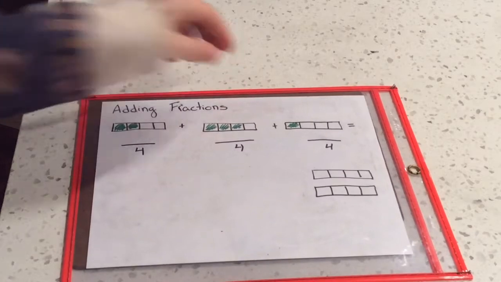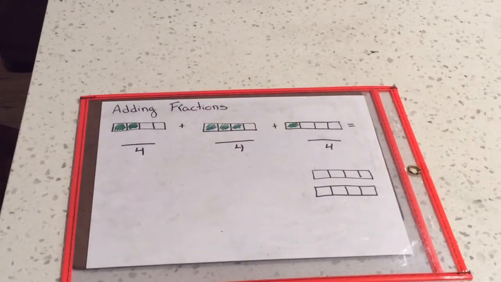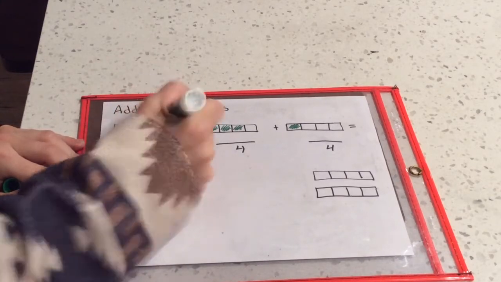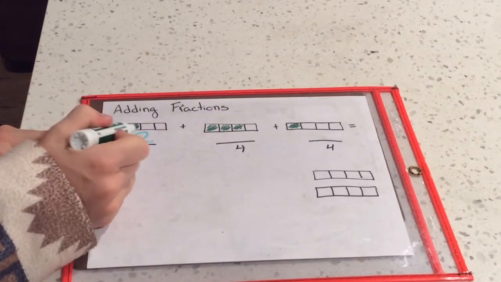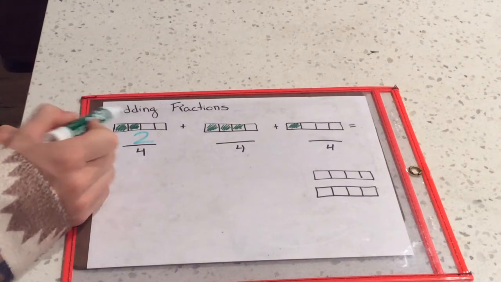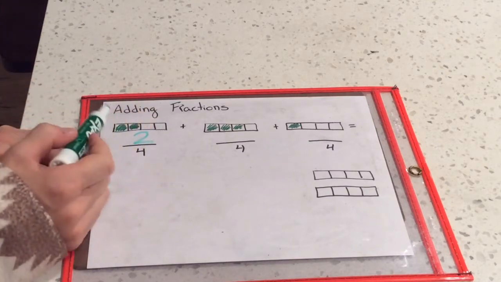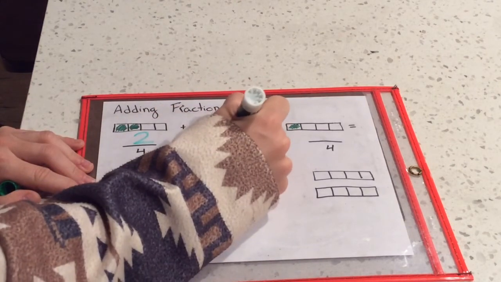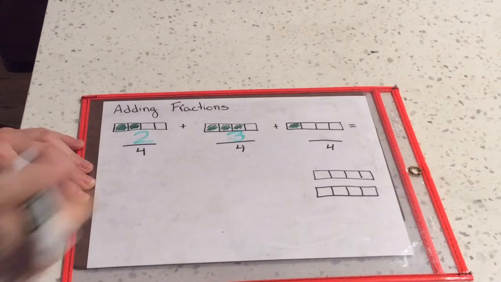Occasionally in fourth grade, we're going to be adding multiple fractions, more than 2 fractions together. And sometimes we'll have our numerator be greater than the denominator. And I'm going to show you what that looks like here. So again, I'm starting with the fraction 2/4, because 2 out of the 4 pieces, 1, 2, 3, 4. So 2 out of the 4 pieces are shaded in. Here I have 3/4, and here I have 1/4.